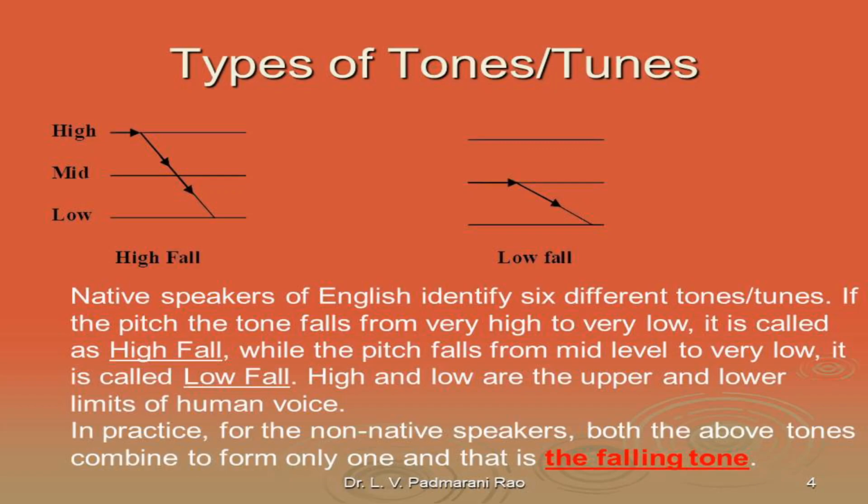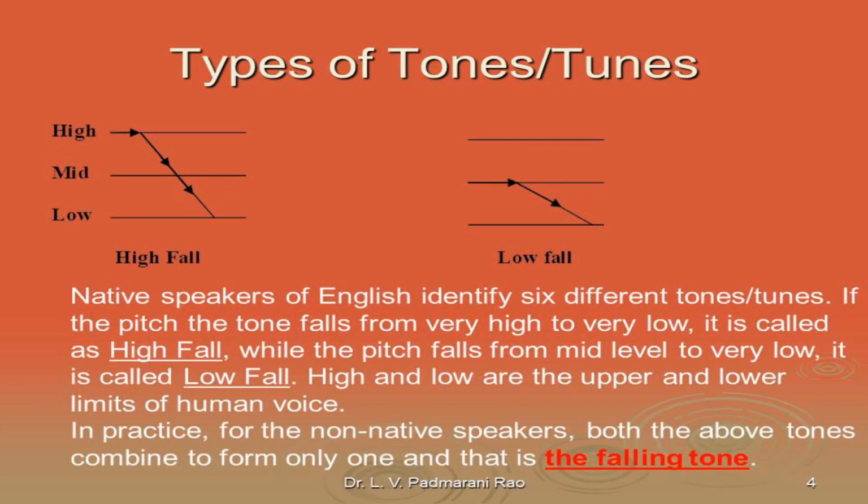Sometimes the speaker must be talking in the middle pitch and might fall low. When the pitch falls from the mid level to a very low level, it's called the low fall. So in the falling tone, we have the high fall, where the tone falls from the highest pitch to the lowest pitch, or it could be the low fall, where it falls from the middle pitch to the lower pitch. High and low falls are the upper and lower limits of the human voice, and in practice, for non-native speakers, both high fall and low fall combine to form only one tone, which is called the falling tone.